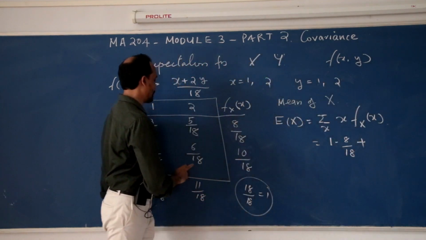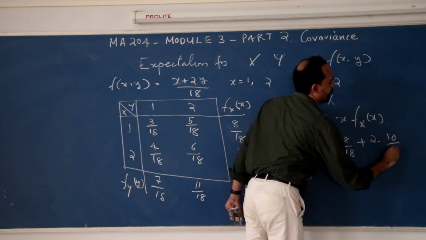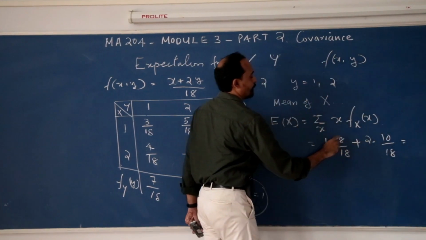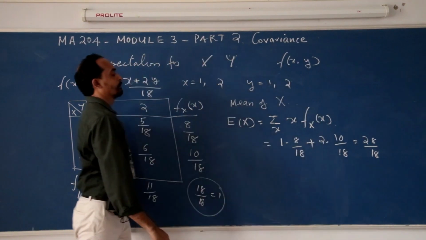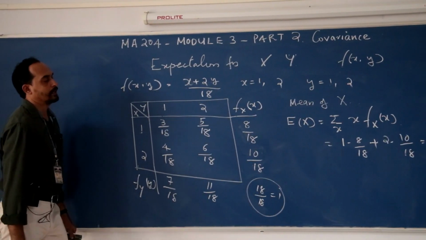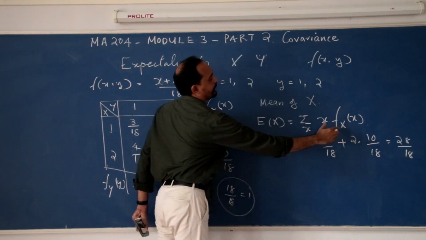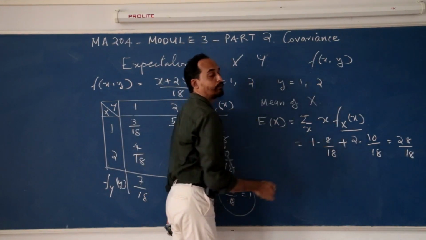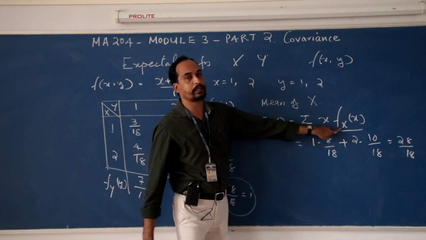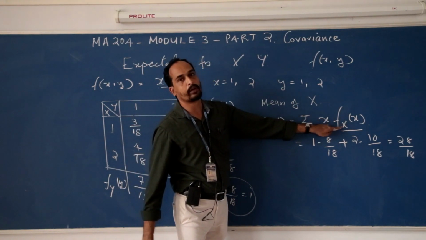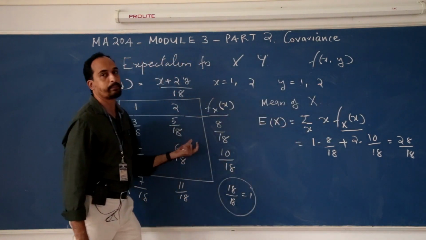Plus, when x is equal to 2, it is 10 by 18, 2 into 10 by 18. So the answer is 20 plus 8, 28 by 18. This is the mean of the random variable x. Expectation of x is equal to sigma over x into f of x. The point to remember is that we are replacing the joint probability density function with the marginal distribution function of x. That is the main difference here.